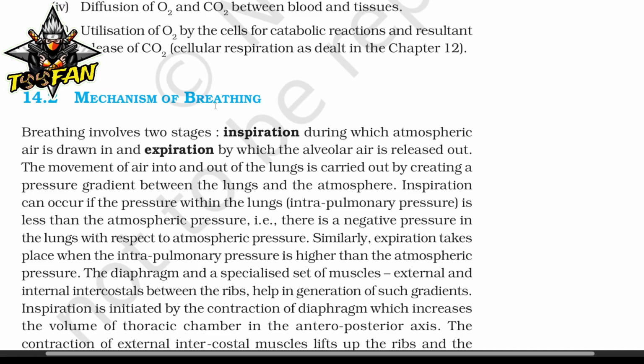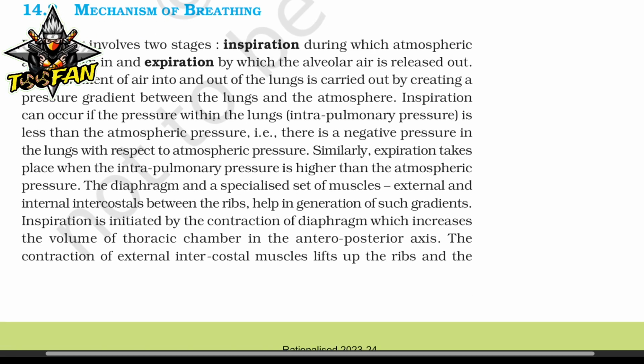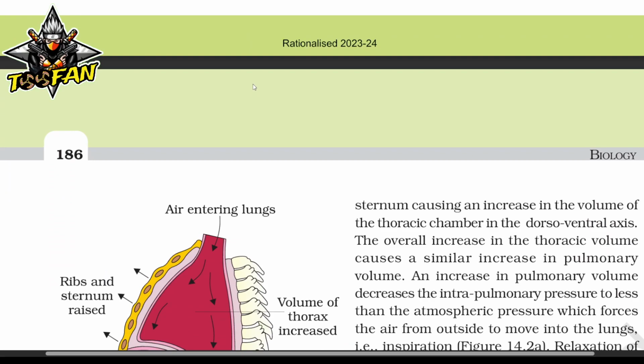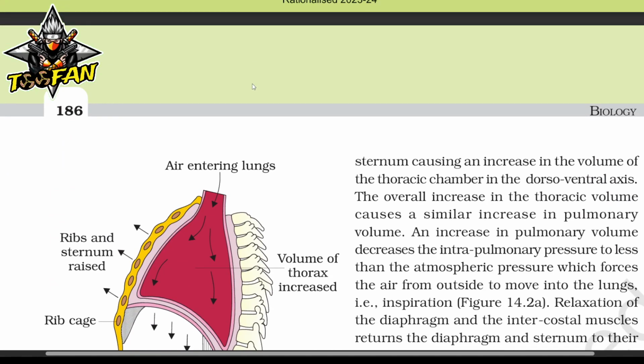The diaphragm and a specialized set of muscles, external and internal intercostals between the ribs, help in generation of such gradients. Inspiration is initiated by the contraction of the diaphragm, which increases the volume of the thoracic chamber in the anteroposterior axis. The contraction of the external intercostal muscles lifts up the ribs and the sternum, causing an increase in the volume of the thoracic chamber in the dorsoventral axis.